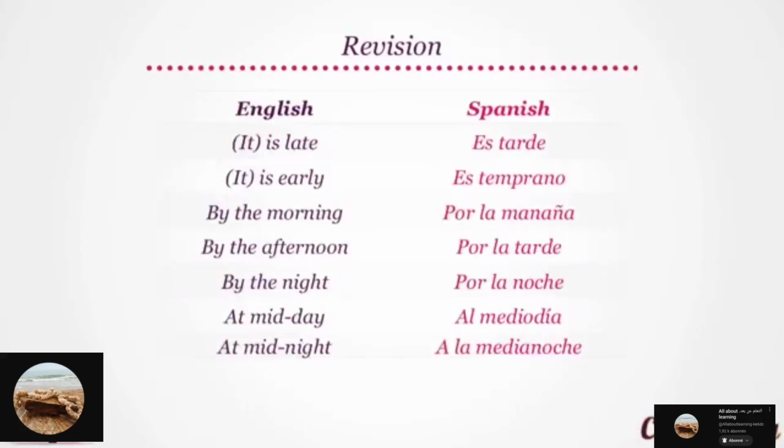Moving on, it is late becomes es tarde, while it is early is es temprano. By the morning is por la mañana, and by the afternoon translates to por la tarde, while by the night becomes por la noche. At midday is al mediodía, and at midnight becomes a la medianoche. Very good.